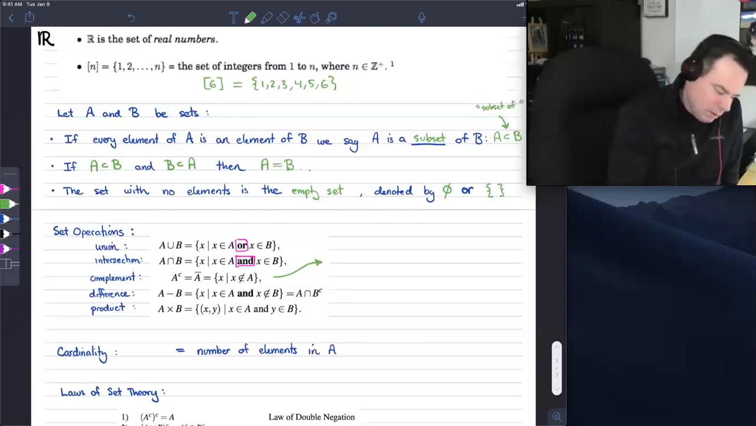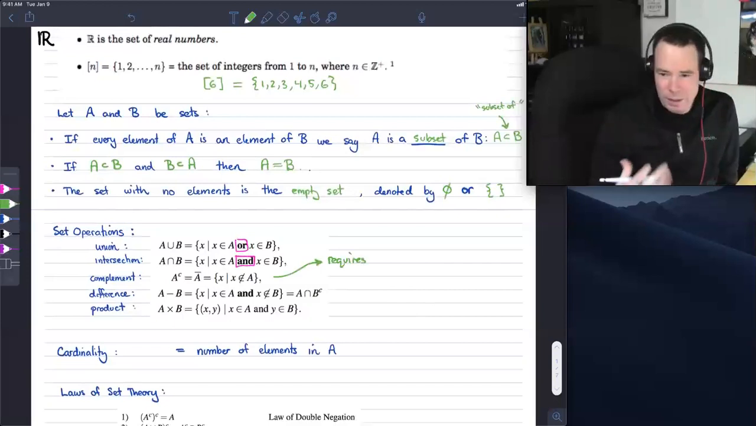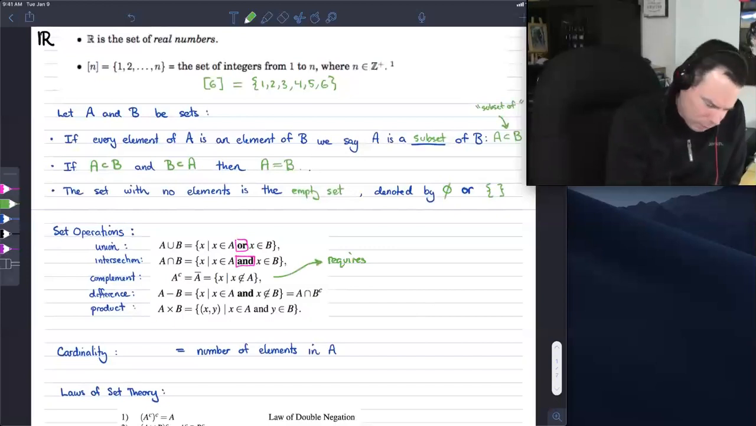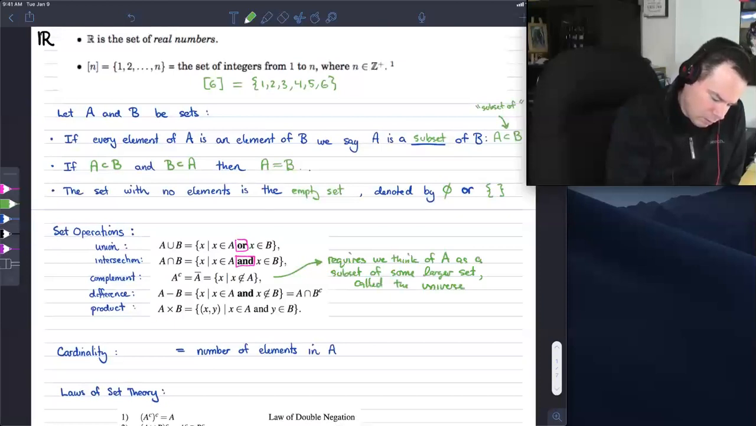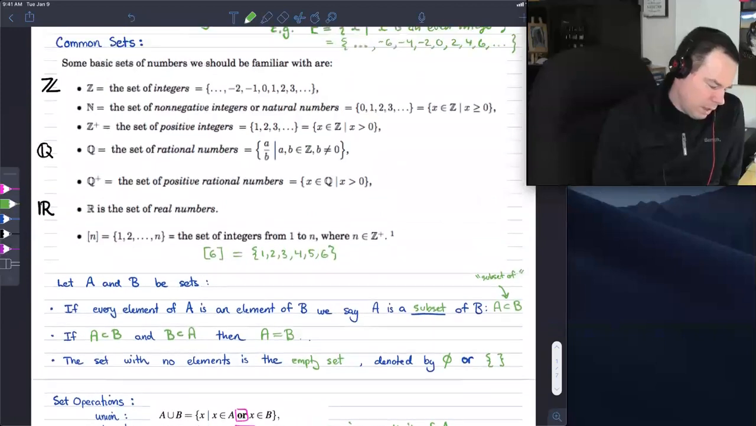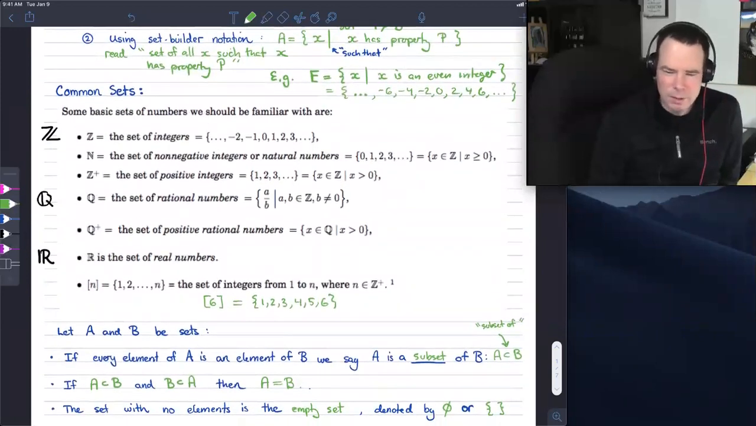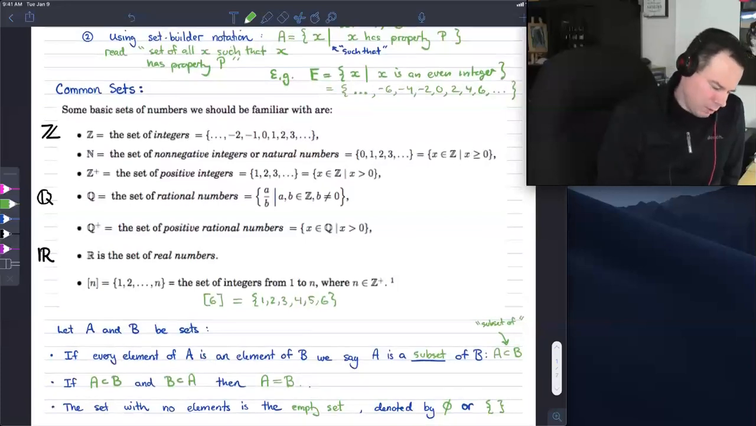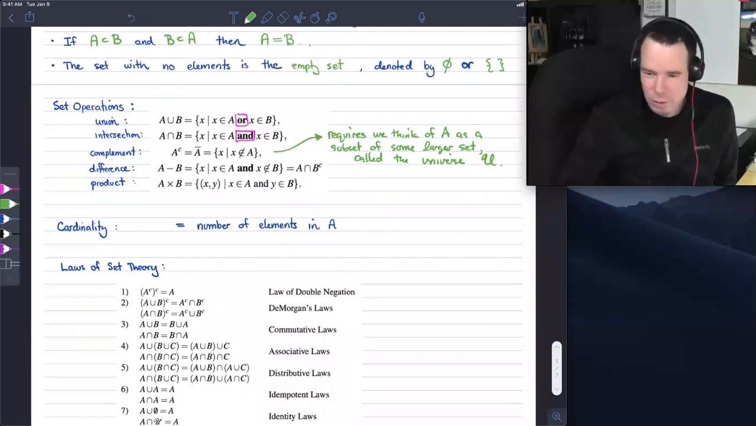The complement only makes sense when we've specified where we expect A to live inside. So this requires we think of A as a subset of some larger set called the universe, which is denoted by U. And typically our universes are going to be these sets we named above: Z, N, Z plus, so the integers, the non-negative integers or the natural numbers, the set of positive integers, the rational numbers, the positive rational numbers, the real numbers. Those are going to be our universes. For the most part, that's what we're going to consider our universes. So it'll make sense to talk about a complement.